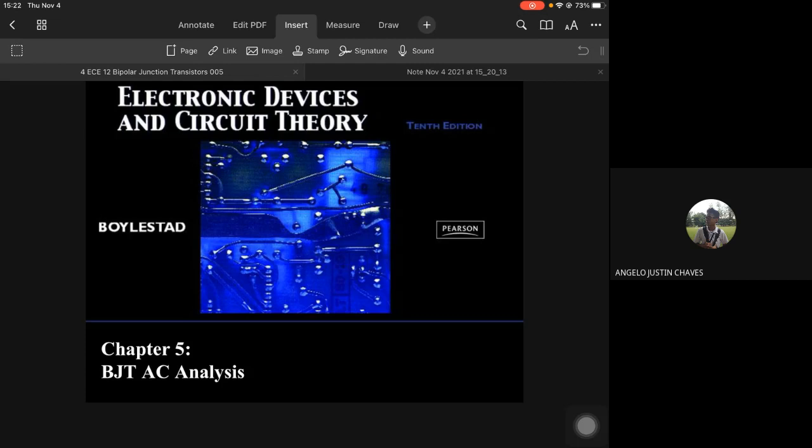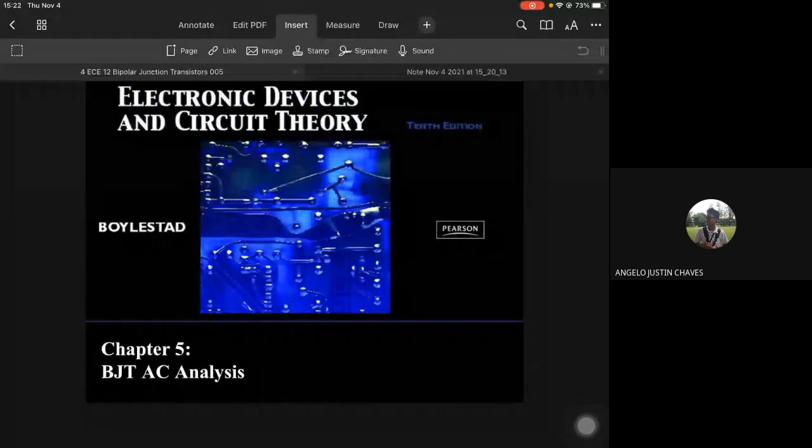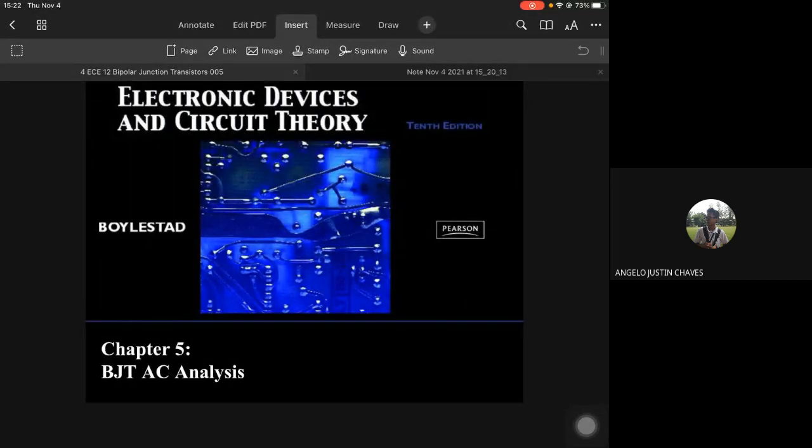Okay, so in the previous meetings, we've already tackled how to properly bias our BJT for it to be used as an amplifier. But DC analysis or DC biasing is just one part of the whole process of biasing the BJT as an amplifier. So the next part is the AC analysis.